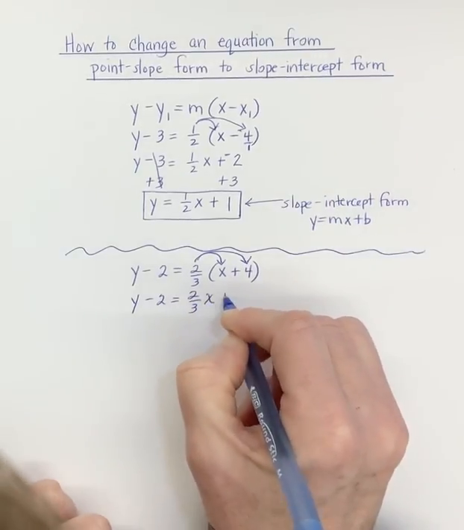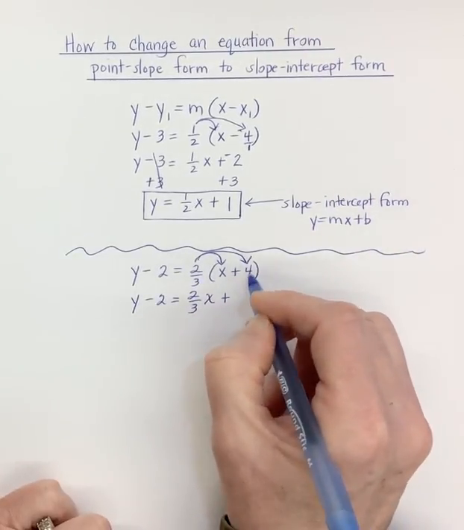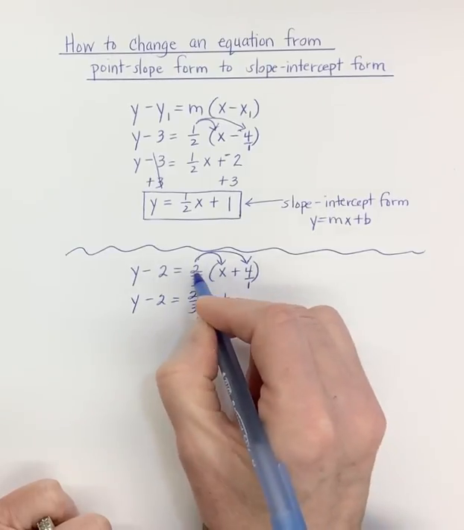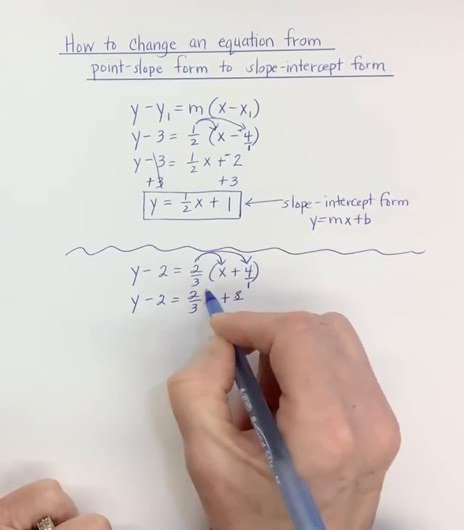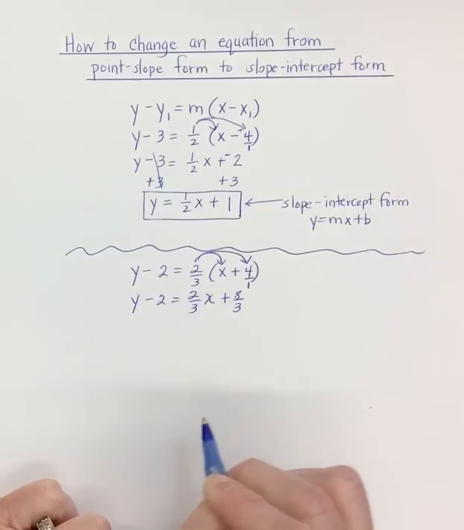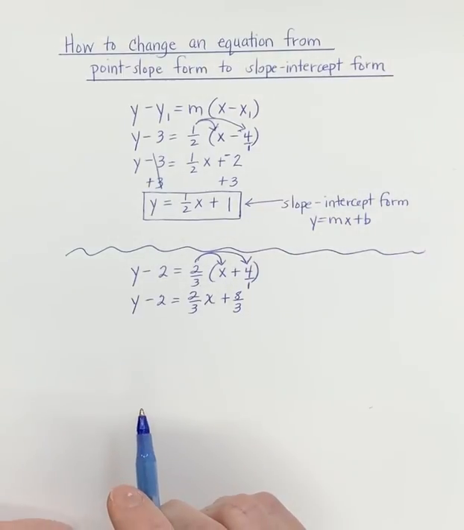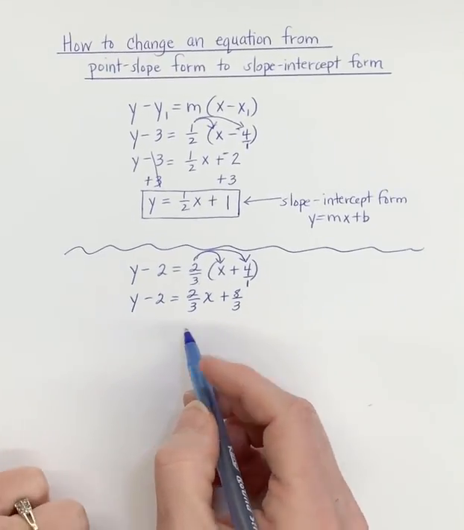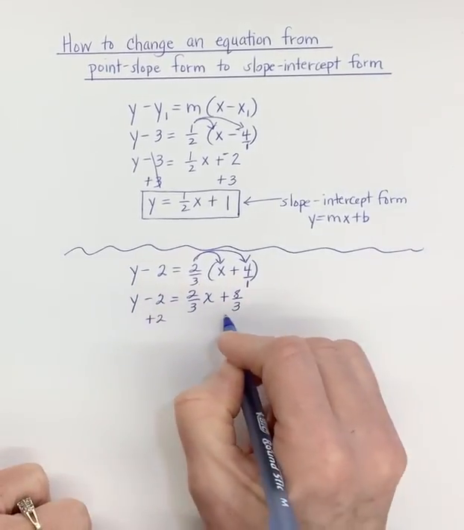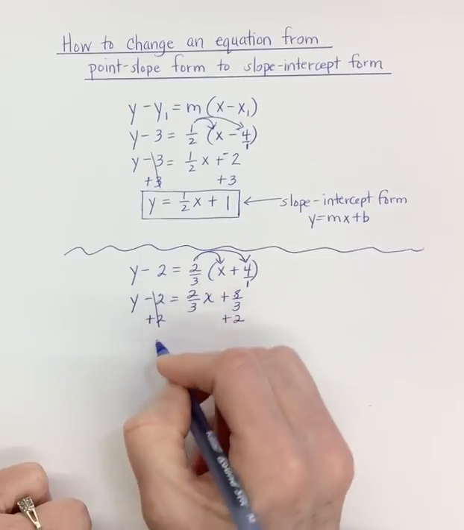2/3 times x is 2/3 x. 2/3 times 4. Let's put 1 underneath. 2 times 4 is 8. 3 times 1 is 3. 8/3. That does not reduce to be an integer. I'm just going to leave it as 8/3. Now I need y alone, so let's add 2 to both sides of the equation.